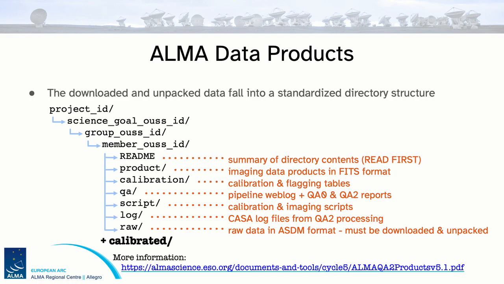In particular, the calibrated directory will show up after you've applied calibrations, and this is where you'll find your calibrated measurement set. Projects that were not imaged through the pipeline will have a separate imaging script, and that will be located in the scripts directory where you find the script for PI. So if you do have an imaging script, that will be a good place to start when you are planning on doing your own manual imaging. And within the product directory, you're going to find cleaned images that were either produced through the imaging pipeline or manually through the QA2 process.